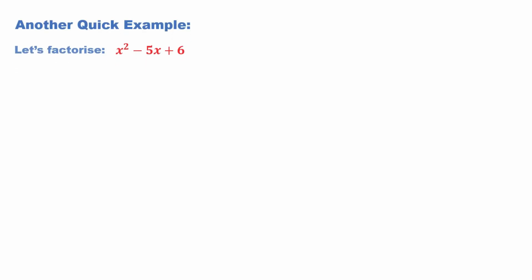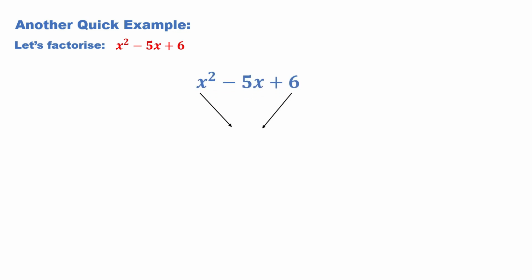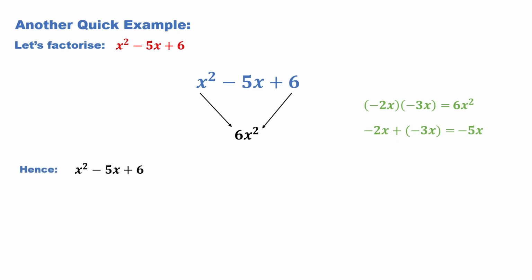Let's do another quick example. Using the first approach again, we are given this expression x squared minus 5x plus 6. If we multiply the first and the last terms, we get 6x squared. And the two possible numbers to give us the product of 6x squared are minus 2x and minus 3x. Also, if we add the same numbers, we get minus 5x. So, we can now replace the minus 5x with minus 2x and minus 3x.